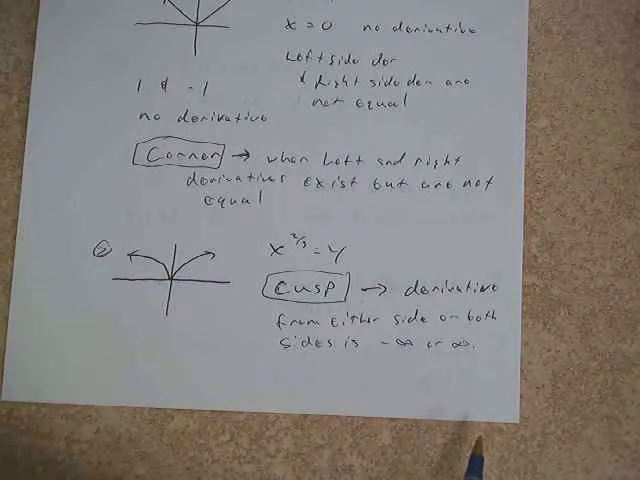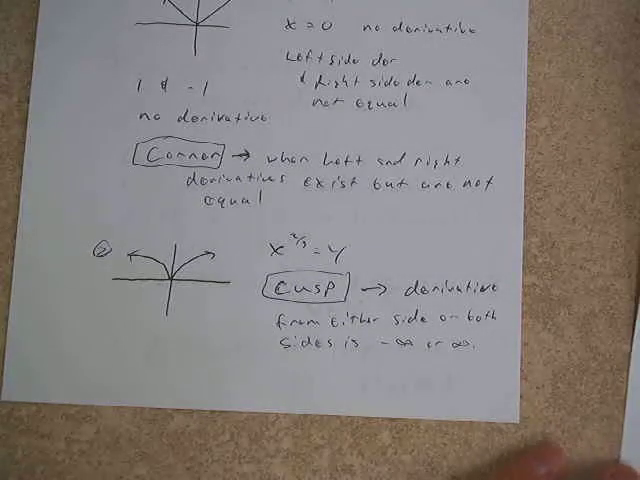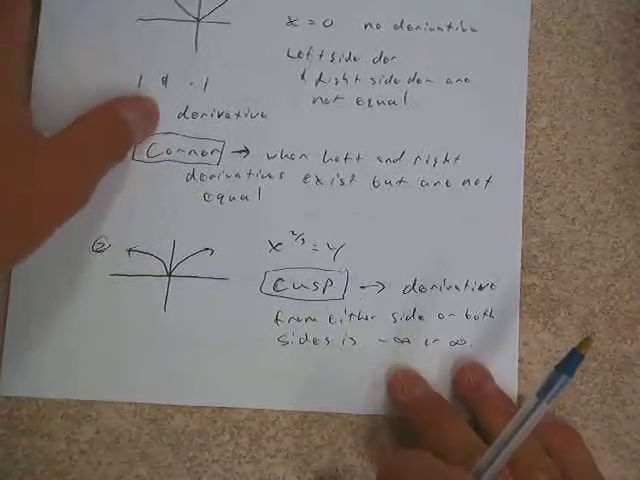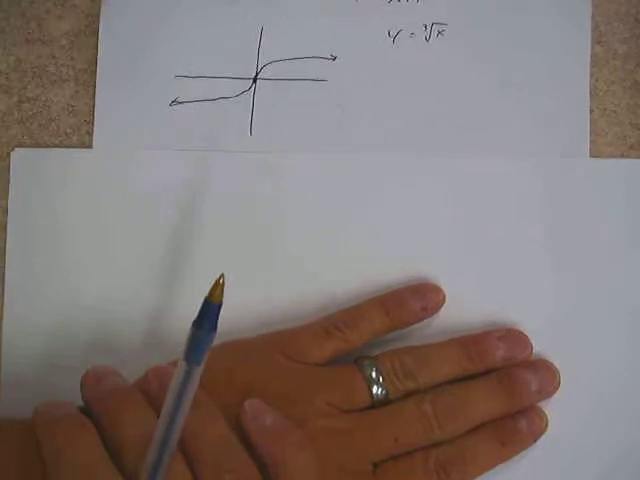Sides is either negative infinity or positive infinity. So if we have any kind of cusp behavior on either side, we call that a cusp instead of a corner. So it's only a corner if they're actual numbers, not infinity and negative infinity. All right, next.